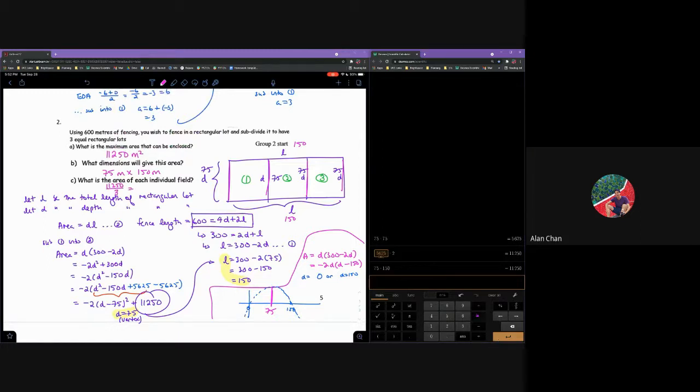Let's do that in our calculator. Answer divided by 3 gives us 3750. Okay. And technically this is meters squared, because we're looking at an area. And then we're done.